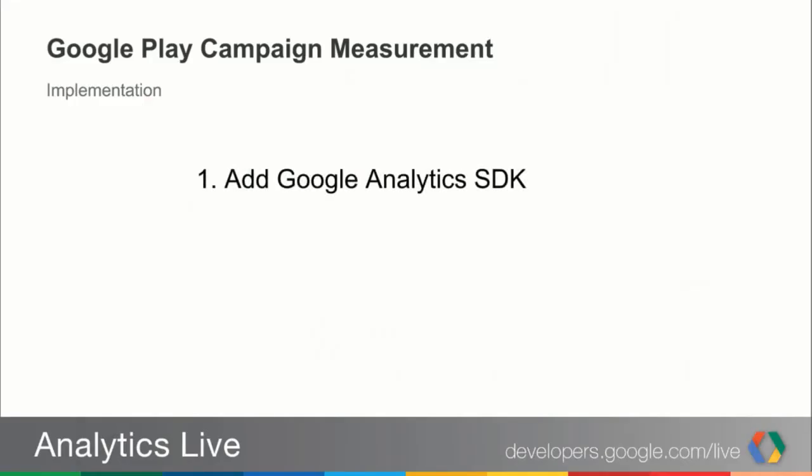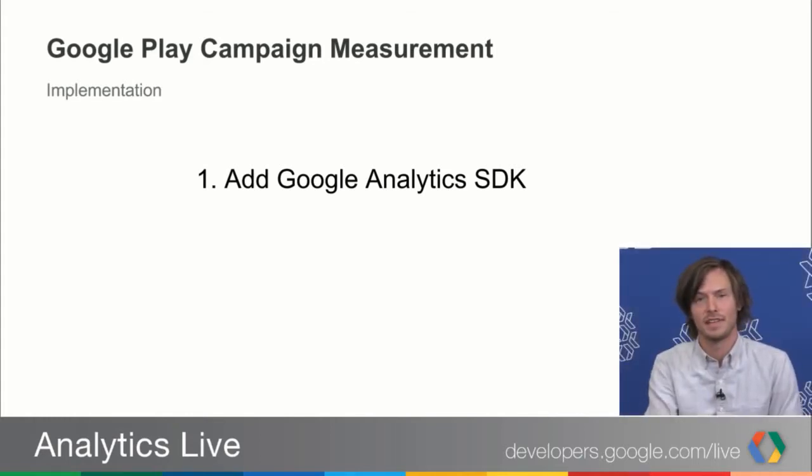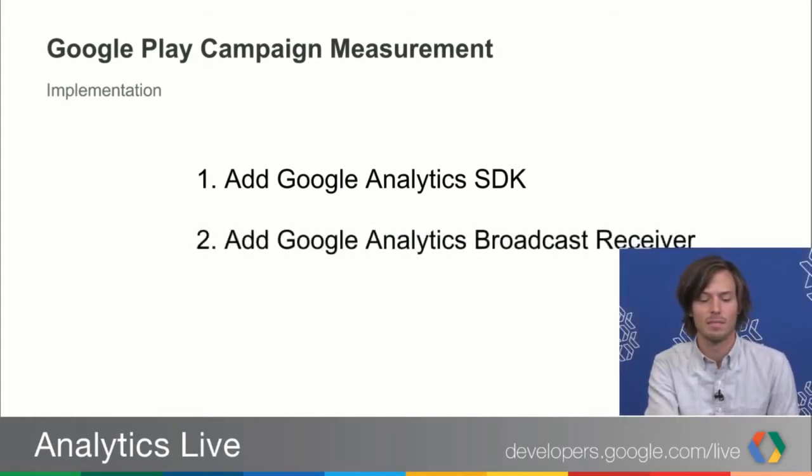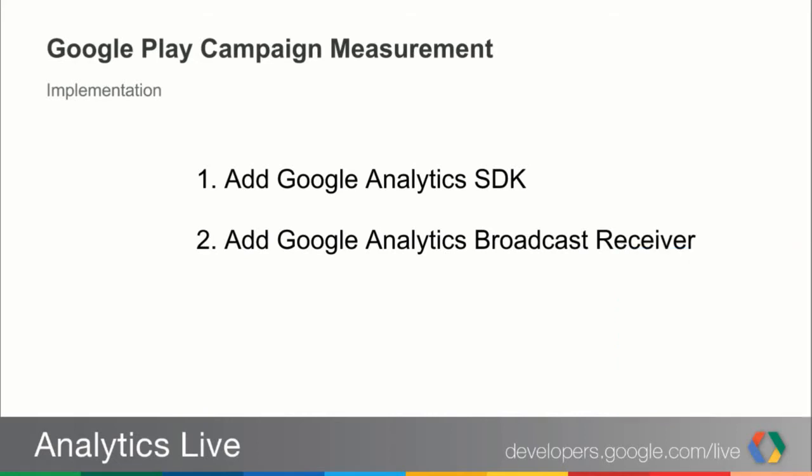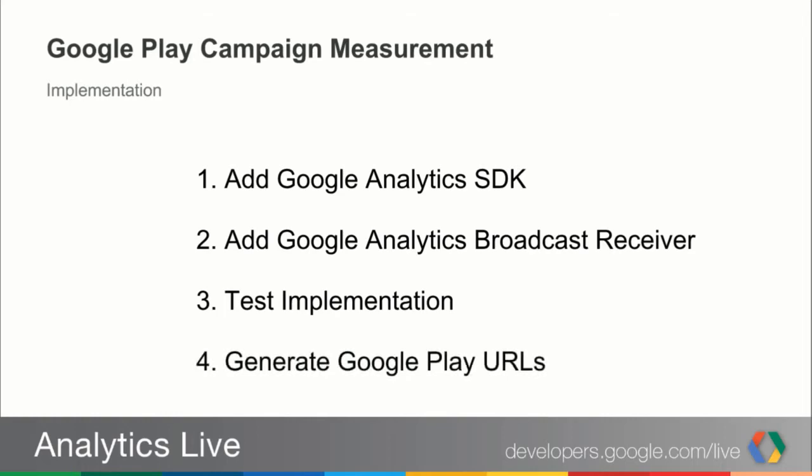So really quick, there are basically 4 steps to doing an implementation on this, and it's pretty straightforward. First, obviously, you need to add the Analytics SDK to your project. Then you need to add this GA broadcast receiver. Then this is optional, really, but it's a good idea to test the implementation just to make sure it works. A lot of times, if it doesn't work and you push the app to Google Play Store, then you've got to push it all over again just to start getting campaign information, and that's a pain, so it's good to test. And then 4, generate your Google Play URLs.